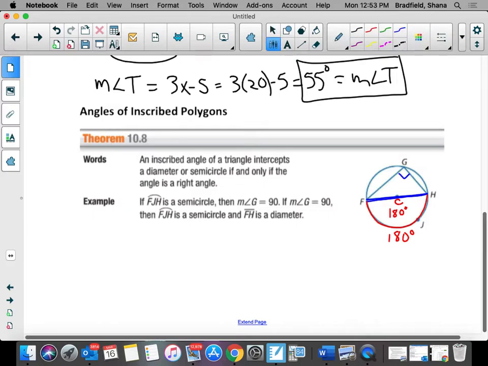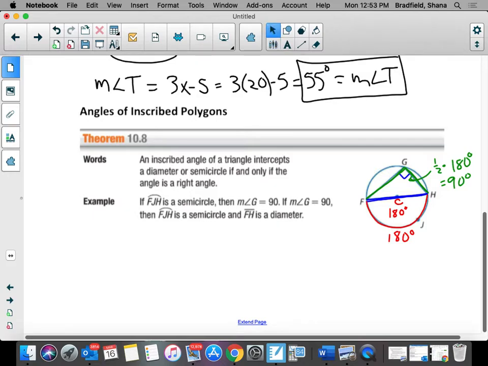So how does that work for this? Well, you can see that this inscribed angle FGH intercepts that same arc FJH. And so the inscribed angle is half the measure of the intercepted arc. So it's going to be half of 180, which is 90 degrees. And you can see there that we have our right angle.